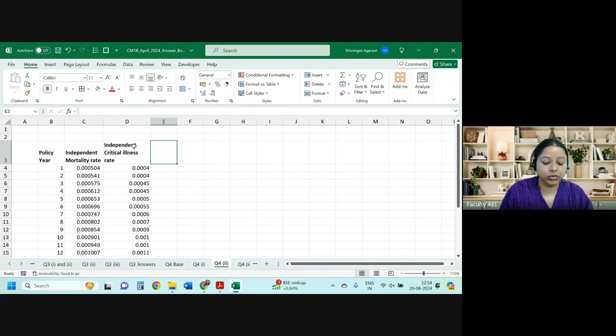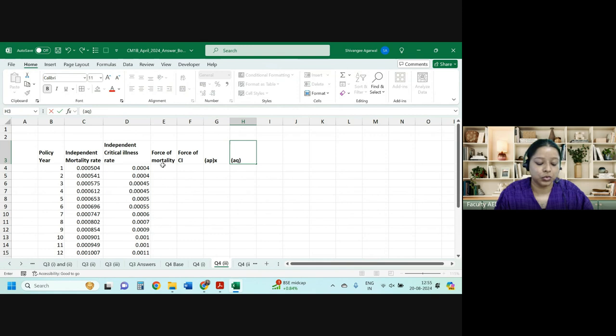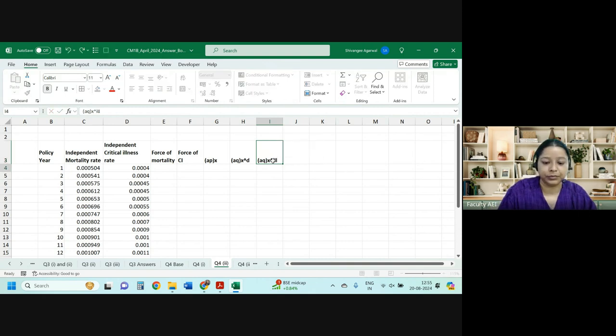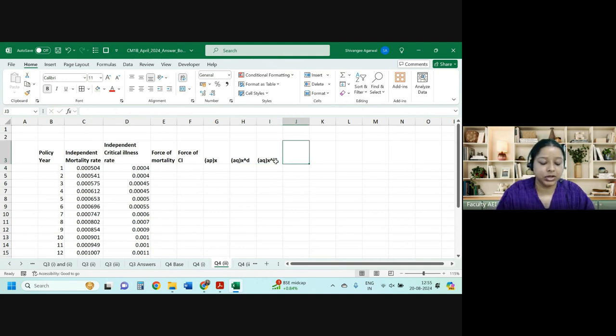So first let us take out force of mortality. Force of critical illness. Then you have APX. Then you have AQXD. D, just write D. Illness. Then you need T minus 1 APX. This will be the probability of maturity.